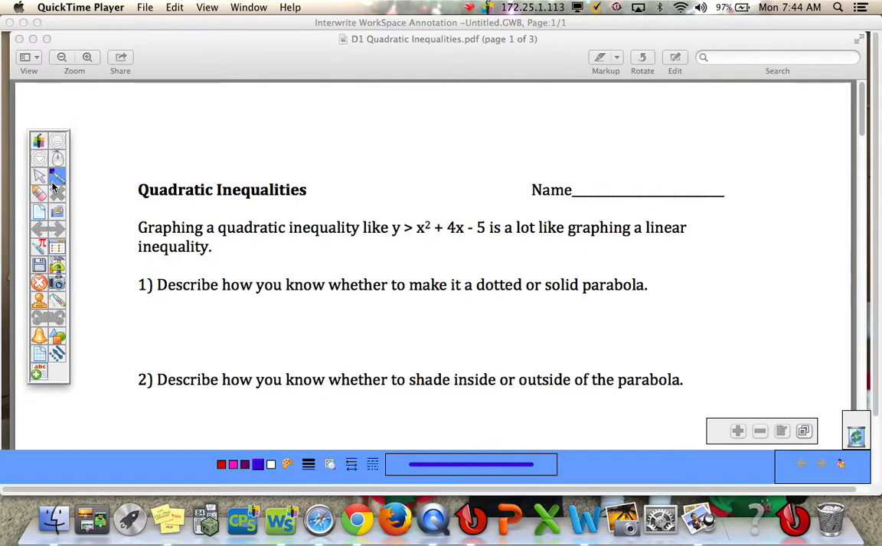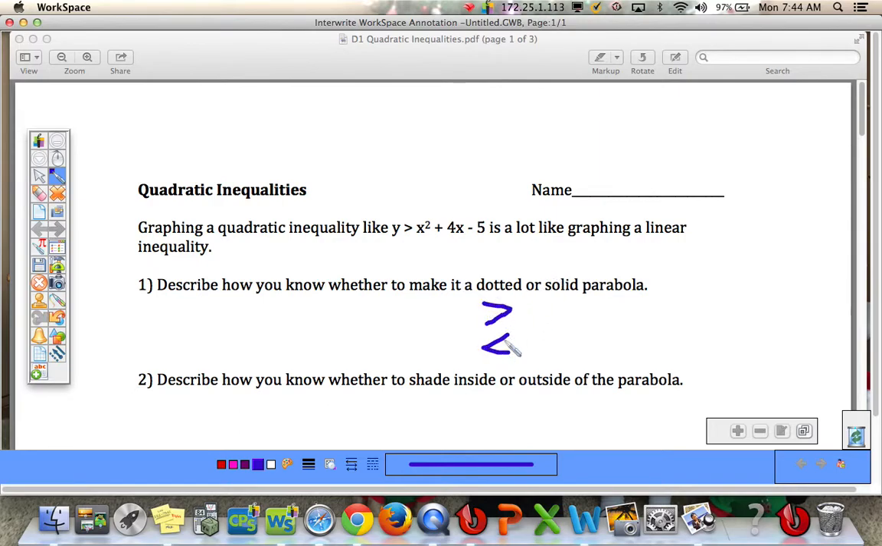If there's an equal sign, the answer can be on the parabola, and if there's not an equal sign, it cannot be on the parabola. It's either greater than or less than, so it would be dashed. So greater than or less than with no equal sign is dashed. And if there's an equal sign, greater than or equal to, less than or equal to, then it will be solid.